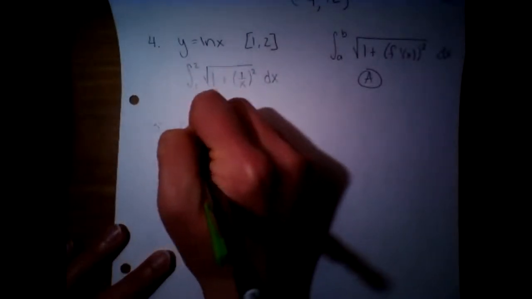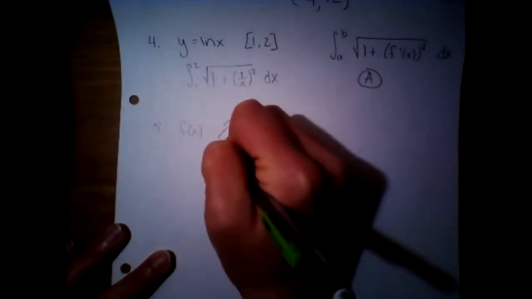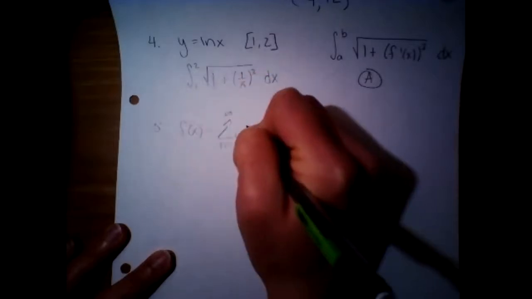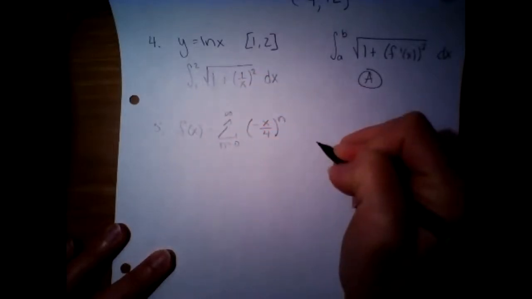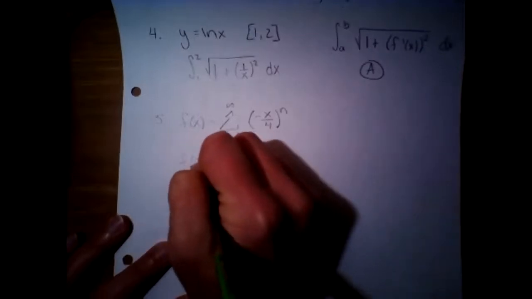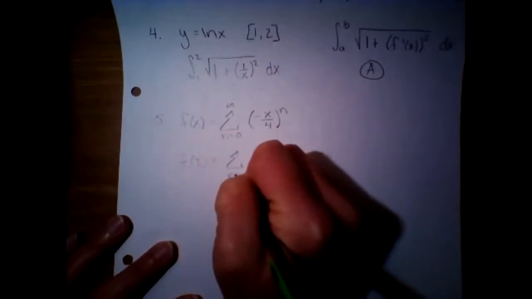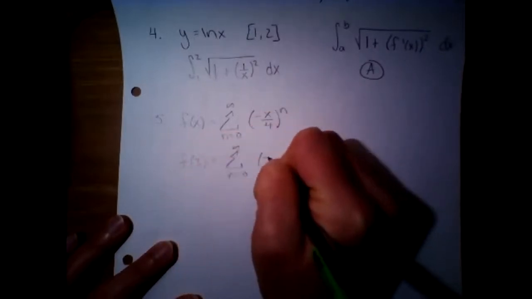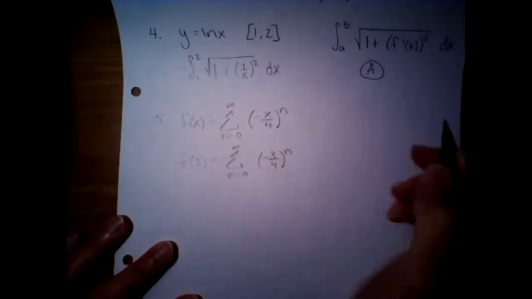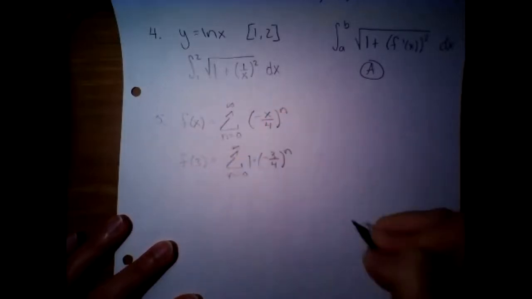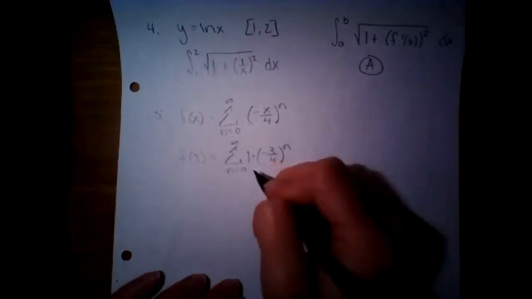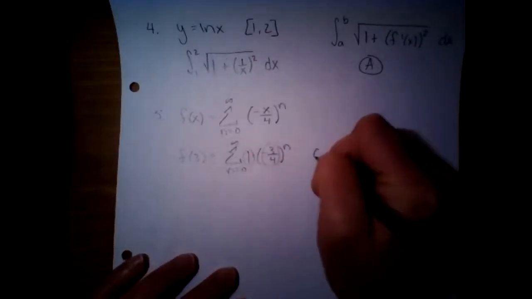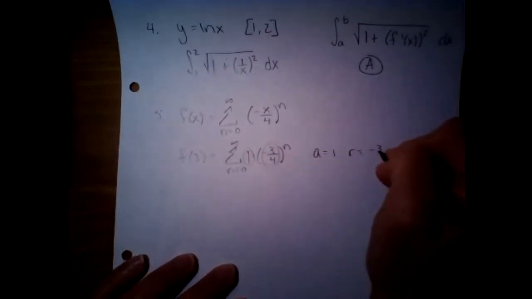All right, so we're given f of x equals sum from 0 to infinity, negative x over 4 to the nth. And we want to find f of 3. So we're going to plug 3 in for x. This is negative 3/4 to the n. I'm going to put 1 times that. That just sort of helps me to notice that this is geometric. A is 1. And r is negative 3/4.